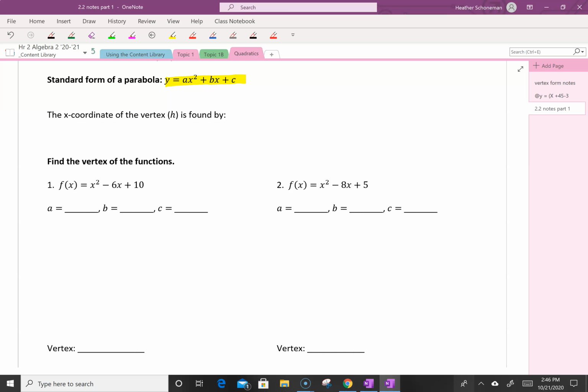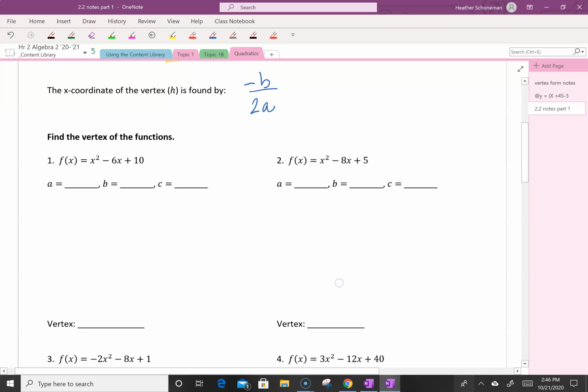was in vertex form. To get the x-coordinate of the vertex, or the h, we have to take the opposite of b over 2a. Now I know everyone says negative b, but if you think of it as the opposite of b, chances are you'll be more successful in finding it. All right, so let's look at this first one. First we need to identify a, b, and c.